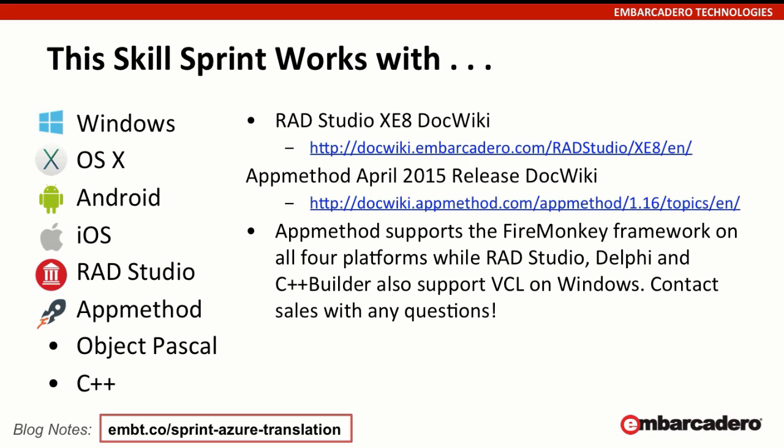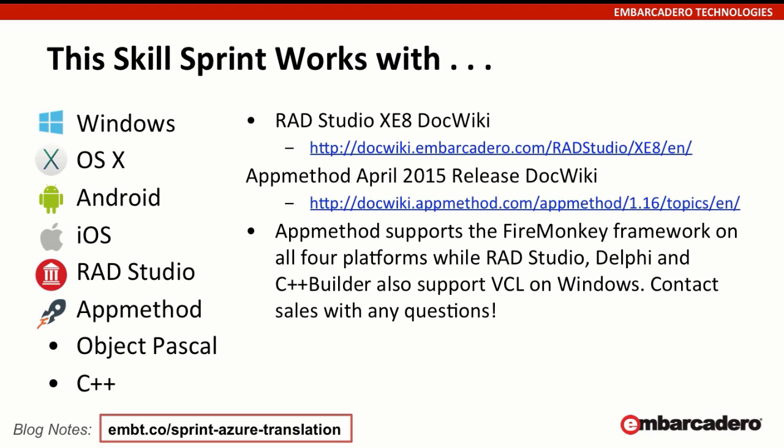So this skill sprint is designed to work with RAD Studio and also with the app method released from April 2015. It will work basically with anything that is RAD Studio XE5 and above, because that's when the REST components were introduced. So you should be able to use this code on any version from then forward. I've only tested it on XE8, but I will provide a link to the code that I take you through today, the sample. It's fully downloadable for you.